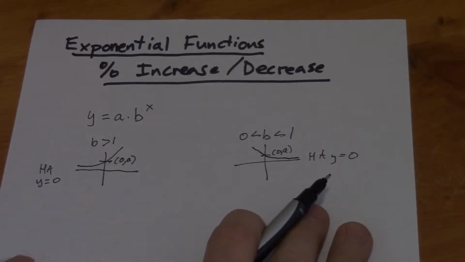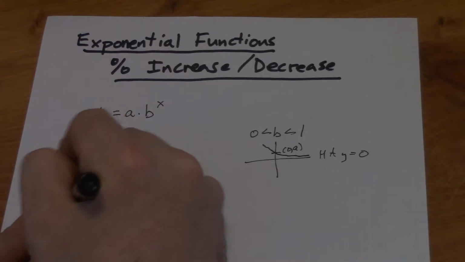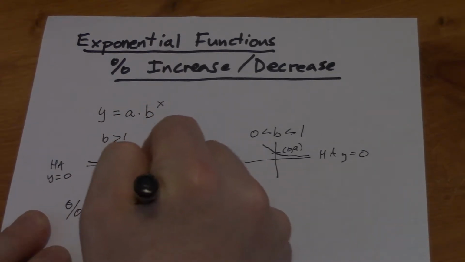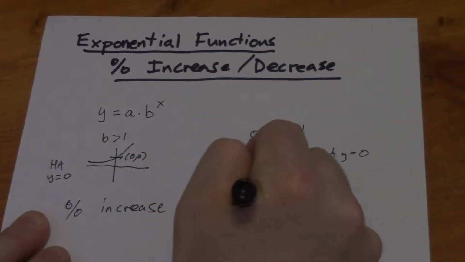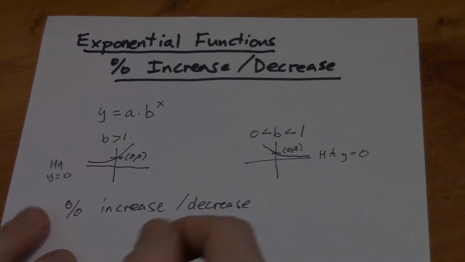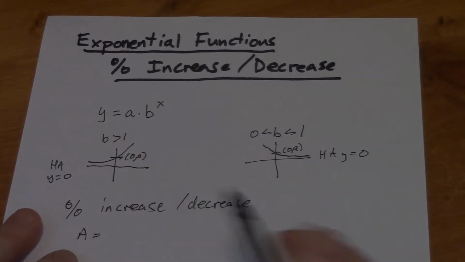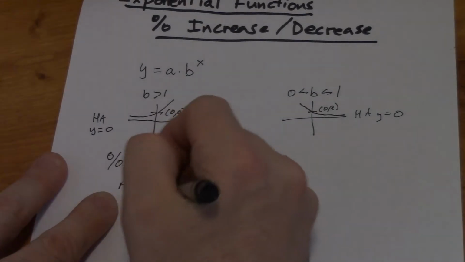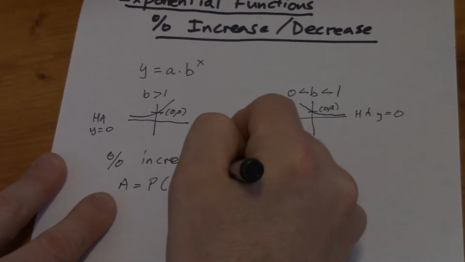So today we're going to talk about percent increase and decrease. All right, and here's what we're going to do. Usually it's talking about an amount of money here. So if we're talking about increase, we're going to say A equals P times (1 plus R) to the T.